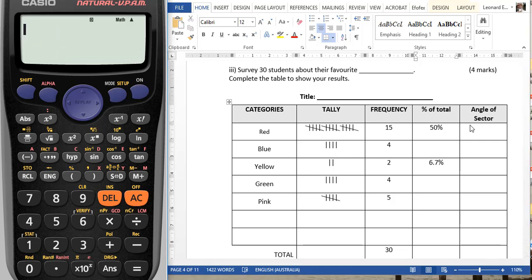I need to draw a sector graph, so therefore I need to find the angle of each sector. In case you didn't know, a sector graph is also known as a pie graph. The angle all the way around in a circle is 360 degrees, so halfway round would be 180 degrees. But if I wasn't sure what my angle was, I can go back, let's say yellow again. I will use 2 out of 30, because that was my fraction. This time I'm multiplying it by 360 because there are 360 degrees in a circle. That gives me an angle of 24 degrees.